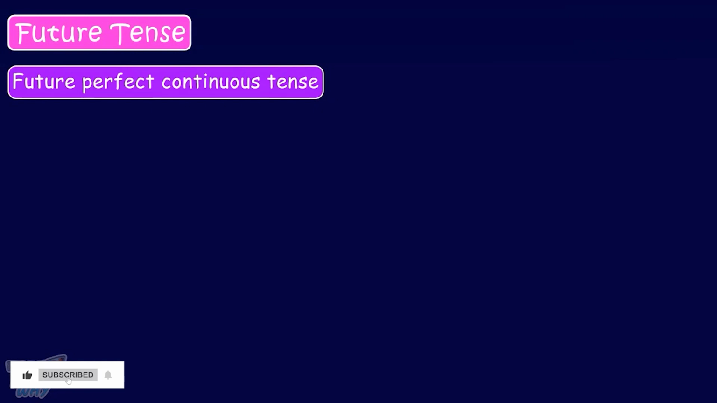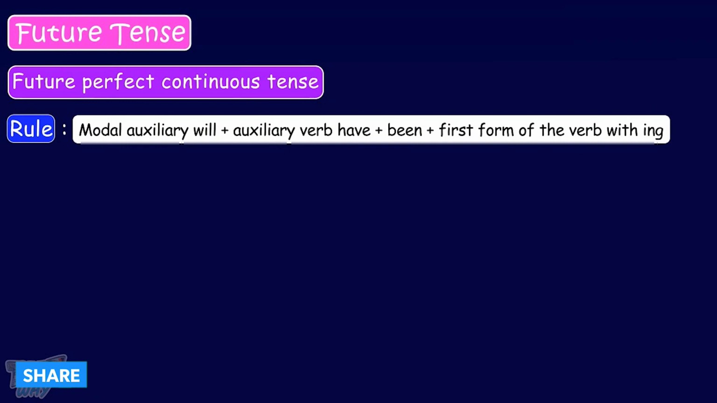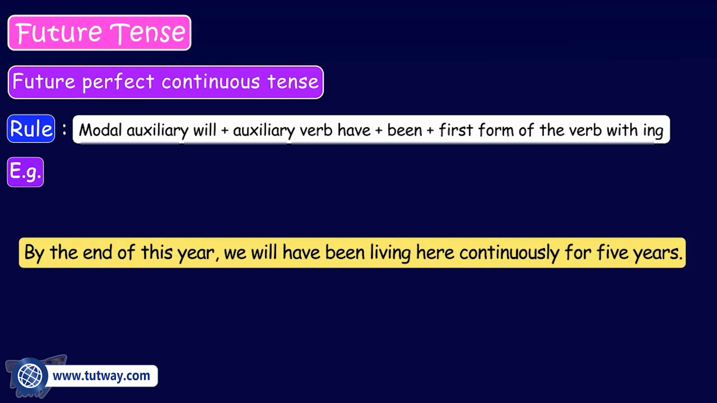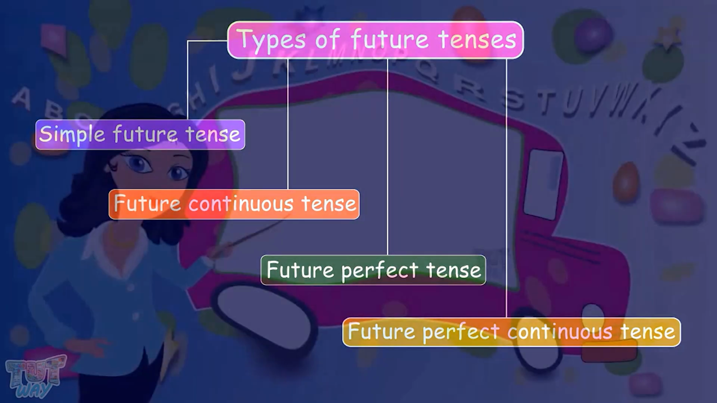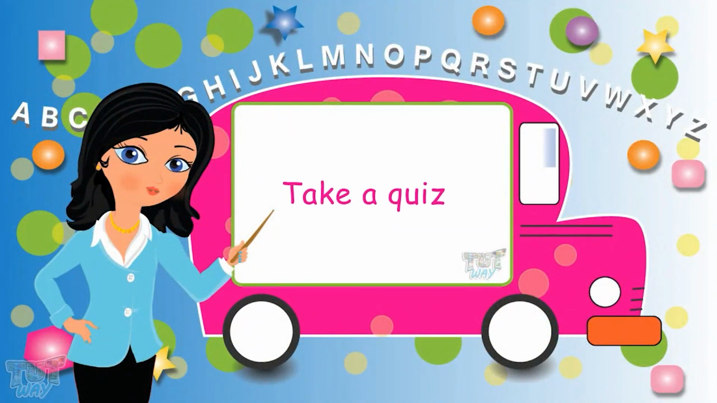Next is future perfect continuous tense. In this, we use modal auxiliary will, auxiliary verb have been, and the first form of the verb along with ing. For example, by the end of next year, we will have been living here continuously for 5 years. So friends, today we learned a lot about types of future tense. Now you need a lot of practice, so go ahead and take a quiz.